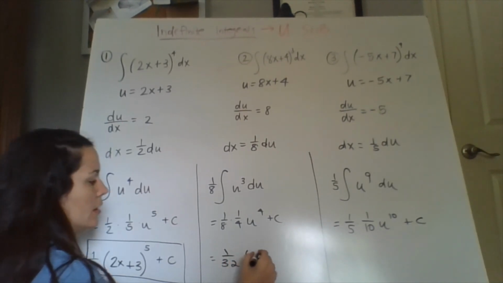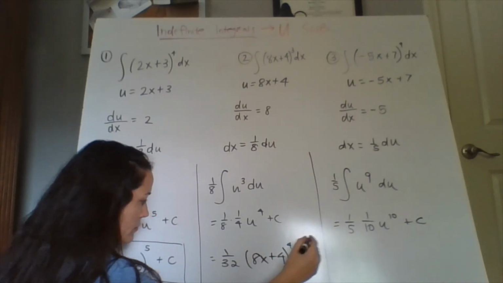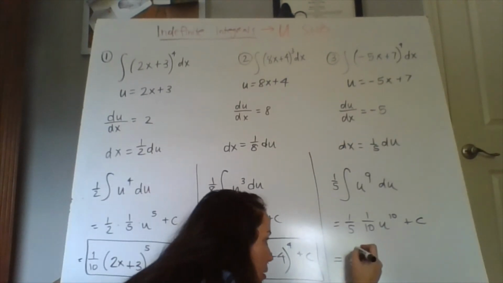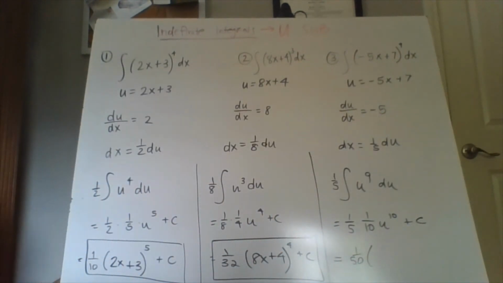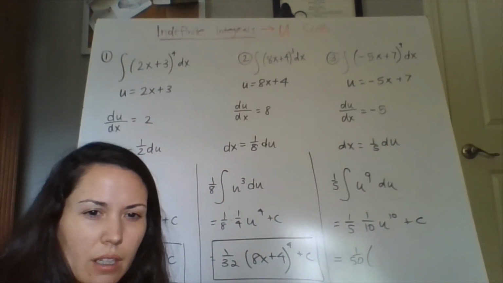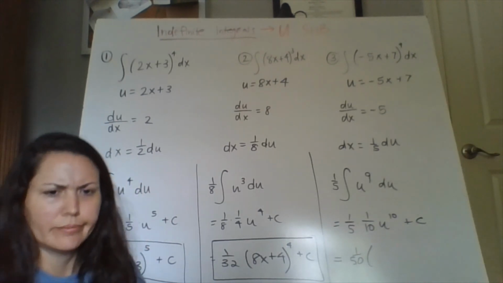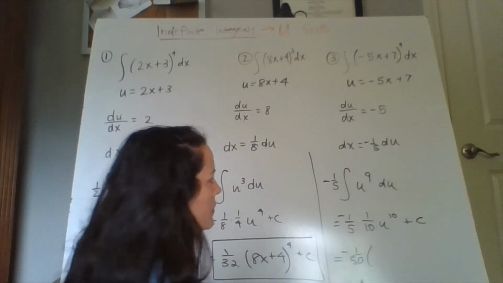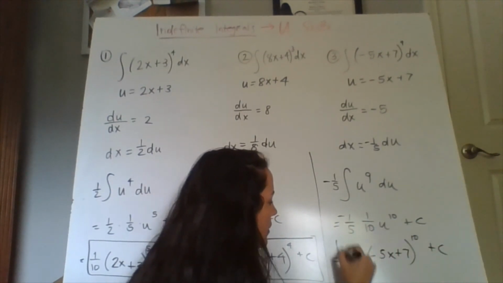This one, 1/32, 8x plus 4 to the 4th. There we go. Finally, 1/50 u. Ugh. I also just realized I didn't, yeah, that should be negative. I don't know. Why am I like this? -1/5, -5, -1/5, -1/50, -5x plus 7 to the 10th plus c.